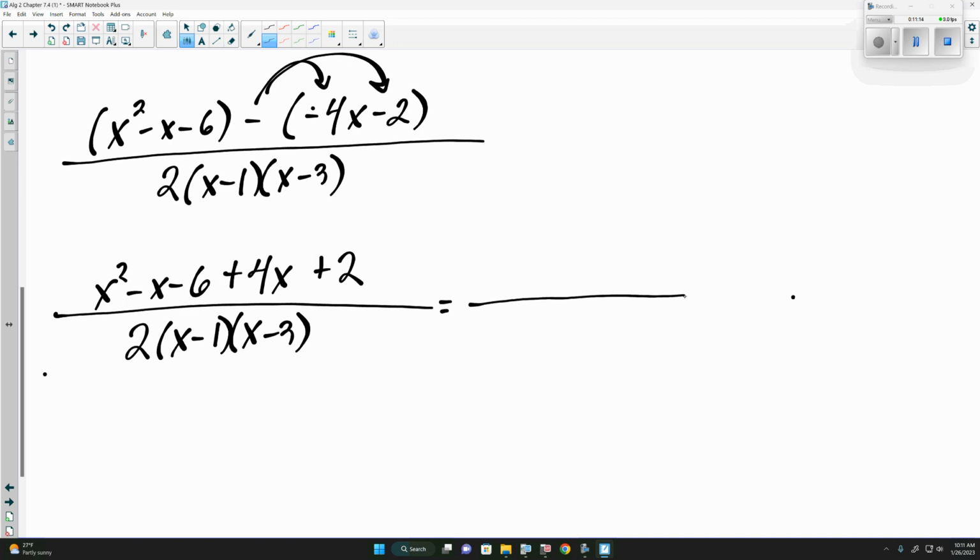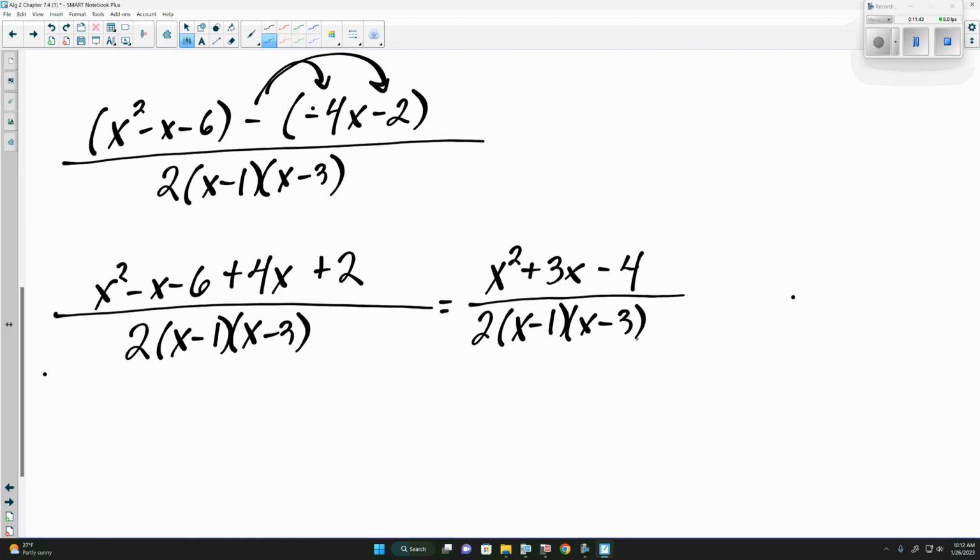Now we can combine like terms. Well, x squared is by itself. Negative x plus 4x is going to be plus 3x. Negative 6 plus 2 is negative 4 over 2 times x minus 1 times x minus 3. Questions on this here so far?